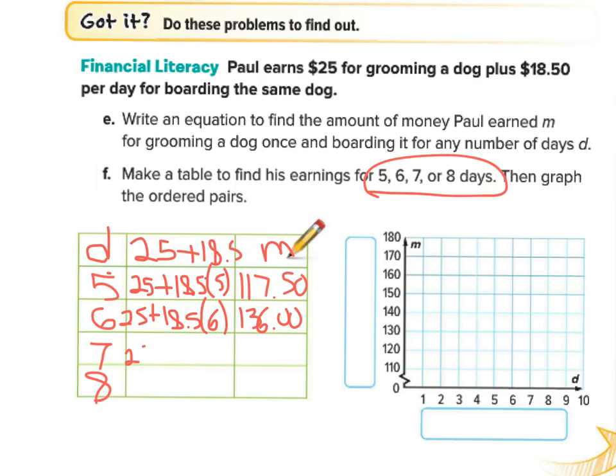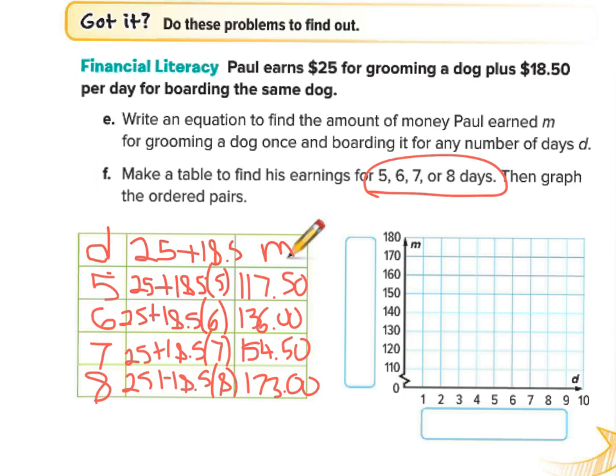Same thing for 7 days. The $25 is just for grooming the dog. So we groom the dog, make 25 bucks, and then we keep the dog per day for $18.50, and this is 7 days. So we multiply 18.50 times 7 plus 25, and that's going to equal 154.50. And finally for 8 days, 25 bucks for grooming the dog plus $18.50 per day, times 8 days, is going to equal $173 even.